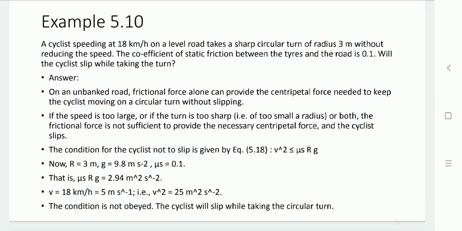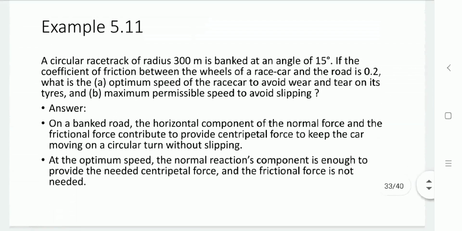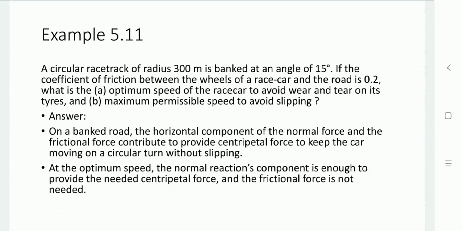Now let us take another example. A circular race track of radius 300 meter is banked at an angle of 15 degree. If the coefficient of friction between the wheels of a race car and the road is 0.2, what is A, the optimum speed of the race car to avoid wear and tear on its tires, and B, the maximum permissible speed to avoid slipping?